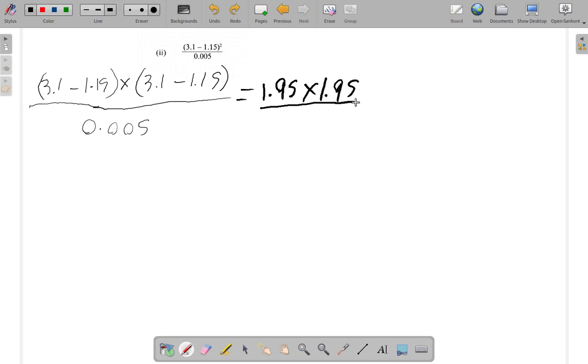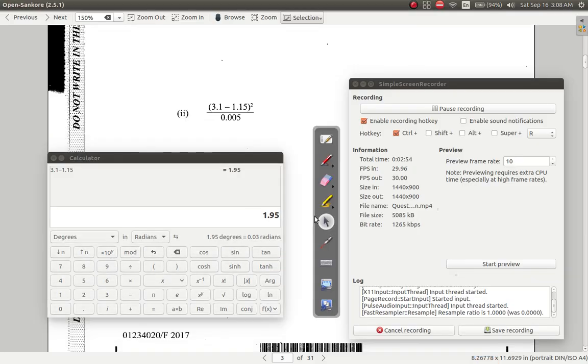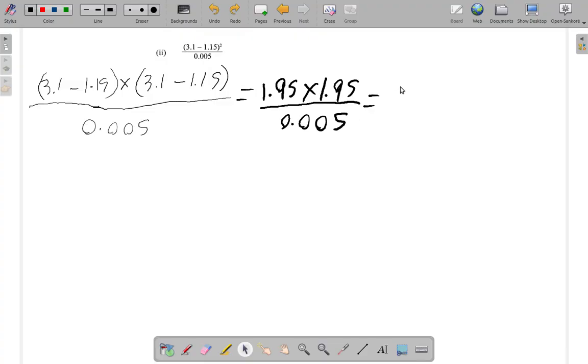1.95 divided by 0.005. All right, so what you're going to have is 1.95 times 1.95. Back to my calculator. 1.95 multiplied by 1.95, which you have here, equals 3.8025. So the top here amounts to 3.8025, and that will be all over 0.005.